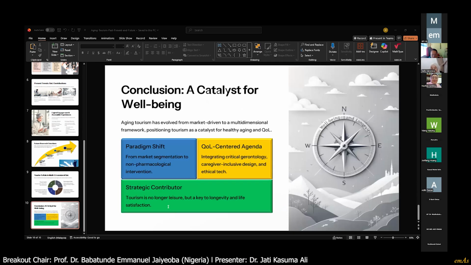In conclusion, aging tourism has evolved from a simple market segment into a multi-dimensional framework for healthy aging. We have moved from viewing tourism as mere leisure to seeing it as a key to longevity and life satisfaction. As researchers and practitioners, our agenda must now integrate critical gerontology and ethical technology to ensure tourism remains a strategic contributor to global well-being.